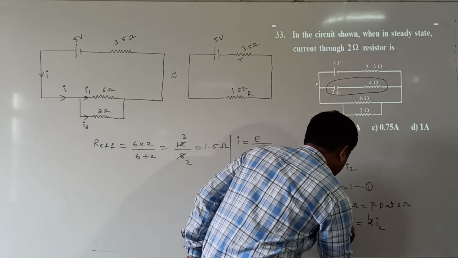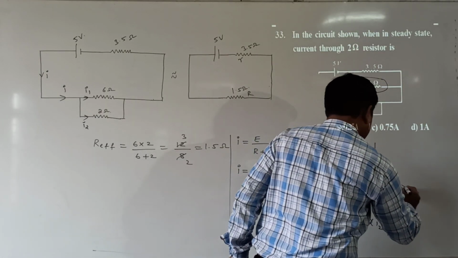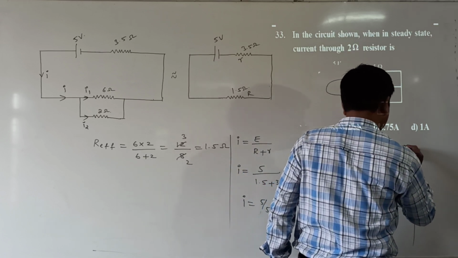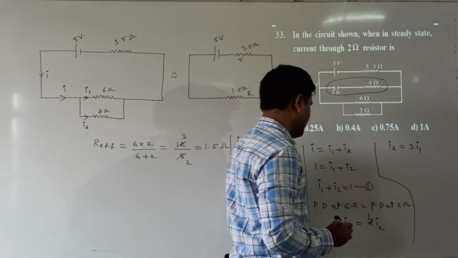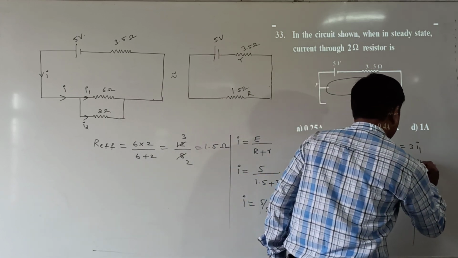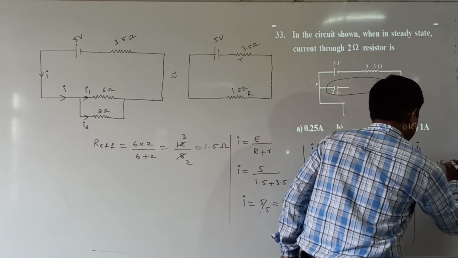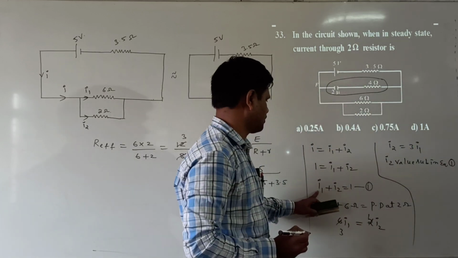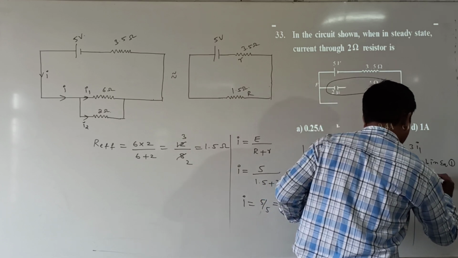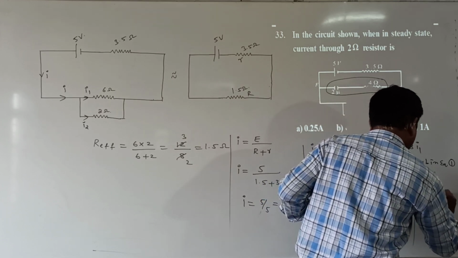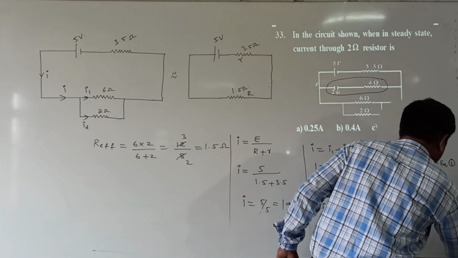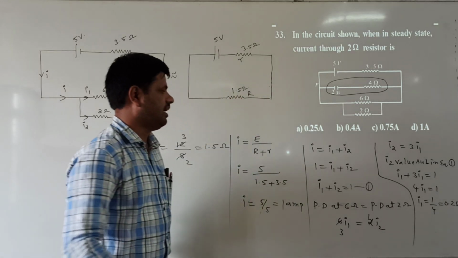So 2 ones are 2, 2 threes are 6. I2 is required here. First we find I2 is equal to 3 I1. This I2 value we substitute in equation 1. I1 plus 3 I1 is equal to 1. Here 4 I1 is equal to 1. I1 is equal to 1 by 4, which is 0.25 amperes. This is what we are getting for I1.